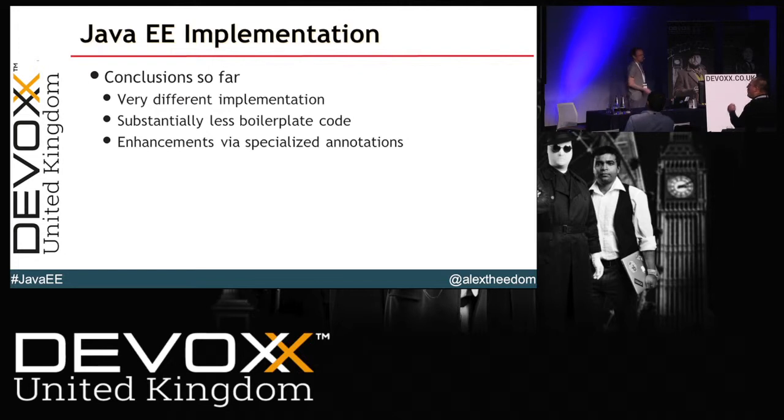So what does this give us? Conclusions so far. Okay, well, clearly a very different implementation. Clearly this looks nothing like what we had at the beginning. The conventional implementation is unrecognizable compared to our JEE implementation. It uses substantially less code, substantially less boilerplate code. And the code that is used are annotations. These annotations are specialized annotations that give specific characteristics to our bean and to methods within our bean.